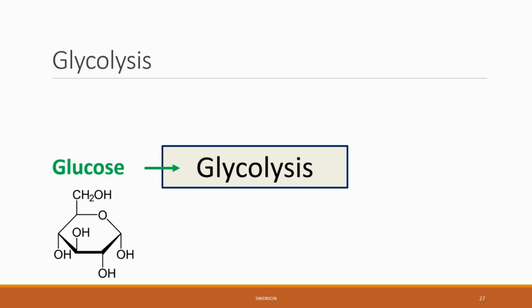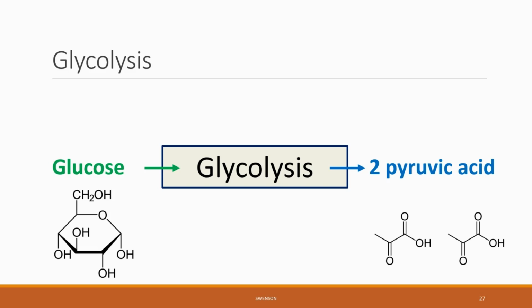Glycolysis is the metabolic pathway where glucose is taken and broken down into 2 pyruvic acid molecules, sometimes referred to as pyruvate. Remember that glyco means sweet and lysis means to break apart. So our starting material is glucose and it's going to be broken apart, and the ending material is going to be 2 pyruvates. There are actually many substeps in glycolysis. This is just the overall reaction, start to finish.